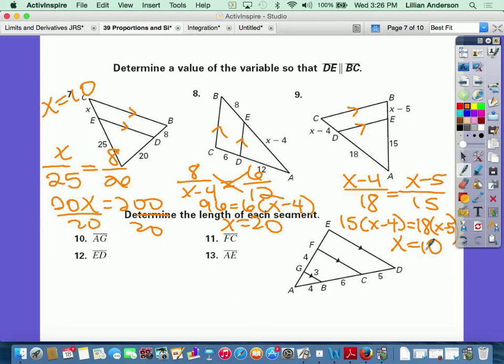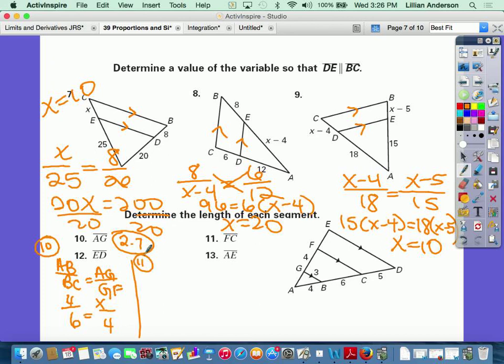For the next ones, find AG, FC, ED, and AE. I have to set up a proportion. I know that using what I already have, to find number 10, I can set up AB over BC equals AG over GF. And then plug in. AB is 4, BC is 6, AG is what I'm looking for, and GF is 4, and cross multiply to get 2.7 if I round to the nearest tenth.